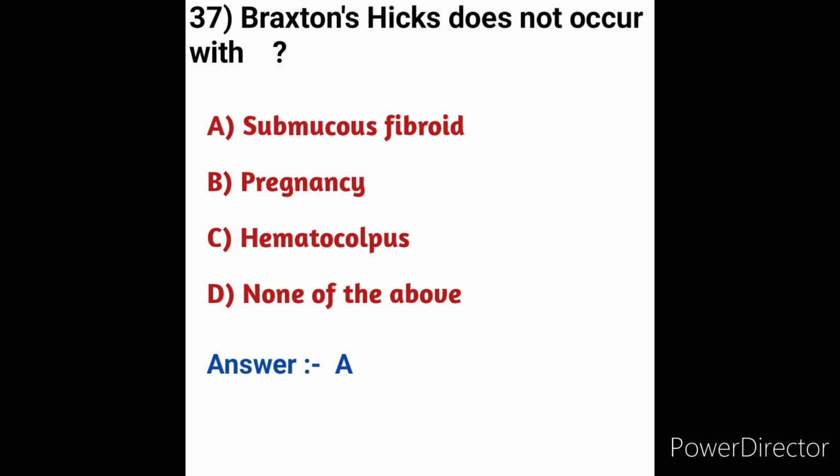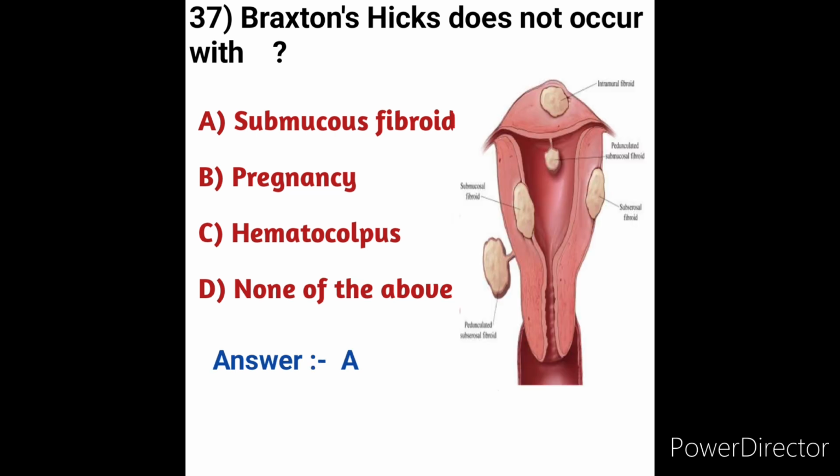Here, one of the main reasons the baby may be born prematurely is if it is experiencing pain caused by fibroids. Option A. Here Braxton Hicks does not occur with submucous fibroids. If the pregnant lady, the client, is having a submucous fibroid, they will not get Braxton Hicks. Here we can see the submucous fibroids in the uterus, in this picture. Let's move on to question number 38.